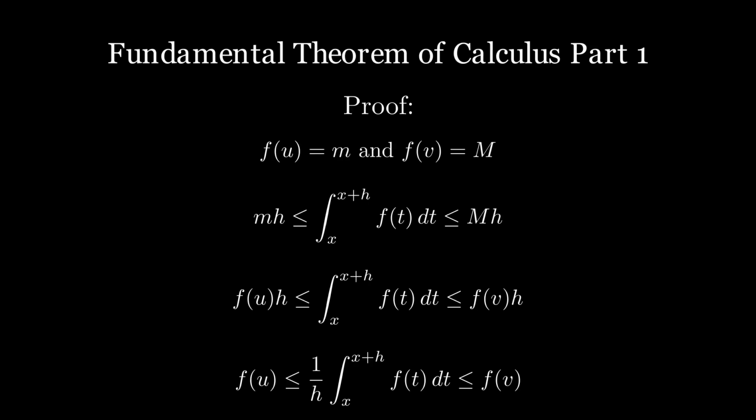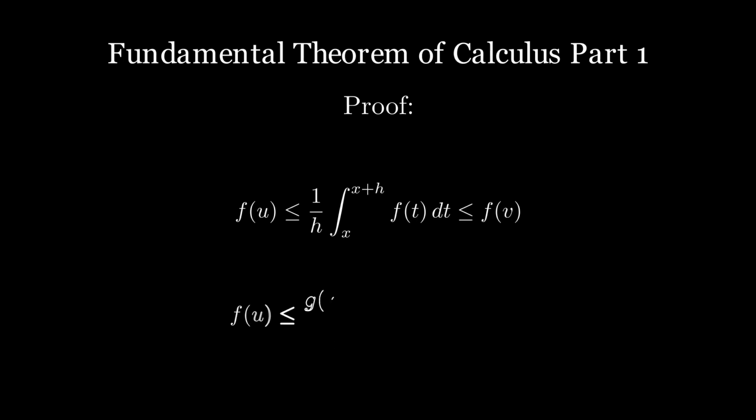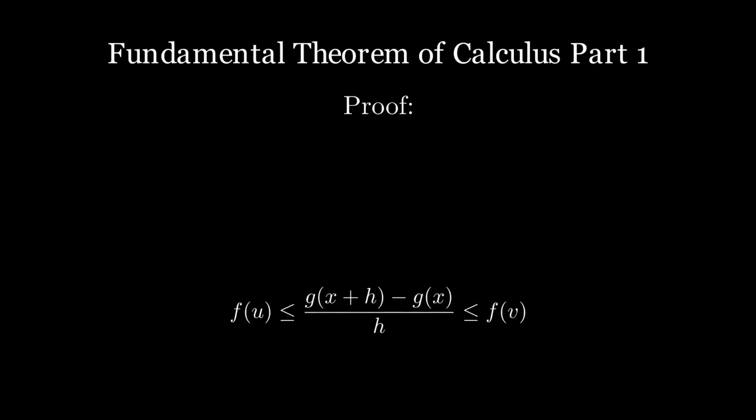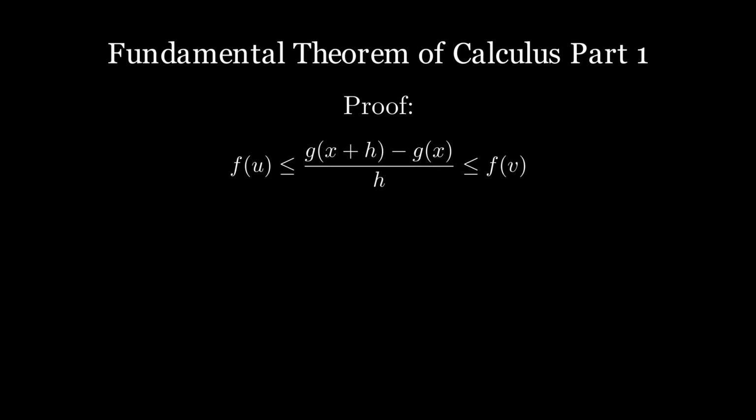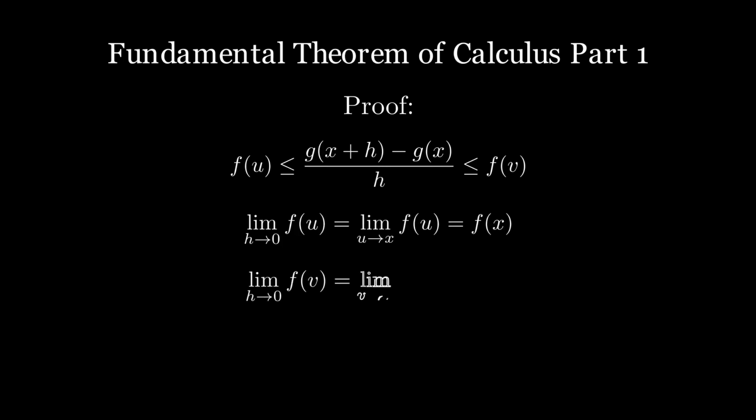With this inequality, we know that the statement previously that 1 over h multiplied by the integral from x to x plus h of f of t is equal to the average rate of change from g of x to g of x plus h. If we set the limits where h approaches 0, then the value of u and v will both approach x, as the change in x, represented by h, is approaching 0. These limits give us f of x for both the limit for the absolute minimum and the absolute maximum value.